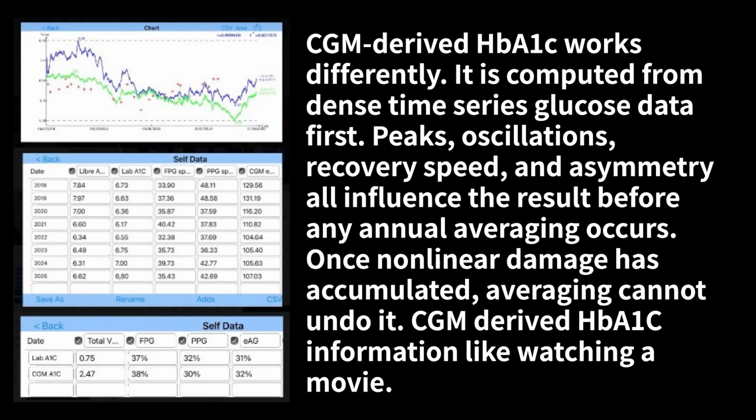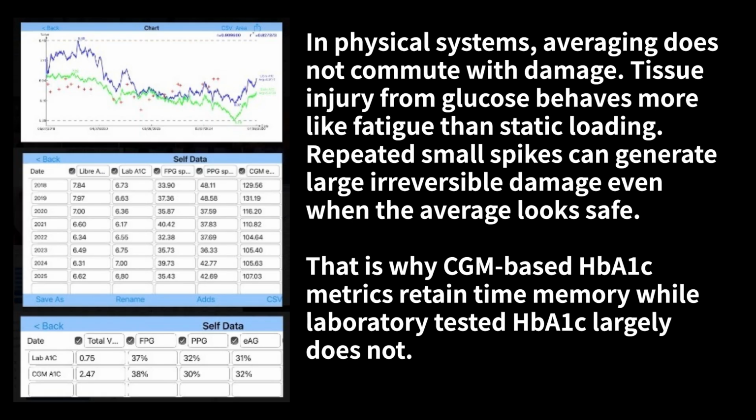CGM-derived A1C is like watching a movie. In physical systems, averaging does not commute with damage. Tissue injury from glucose behaves more like fatigue than static loading. Repeated small spikes can generate large, irreversible damage even when the average looks safe. That is why CGM-based hemoglobin A1C metrics retain time memory, while laboratory-tested hemoglobin A1C largely does not.